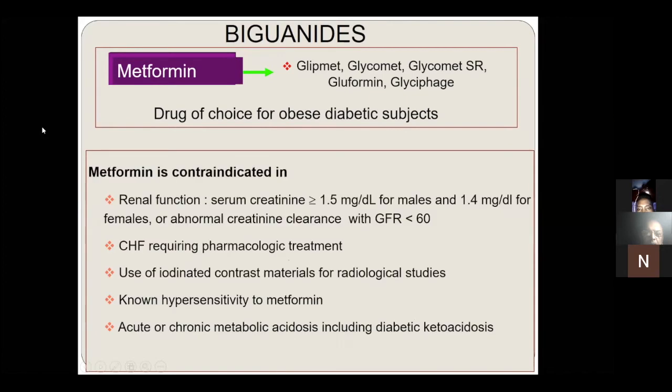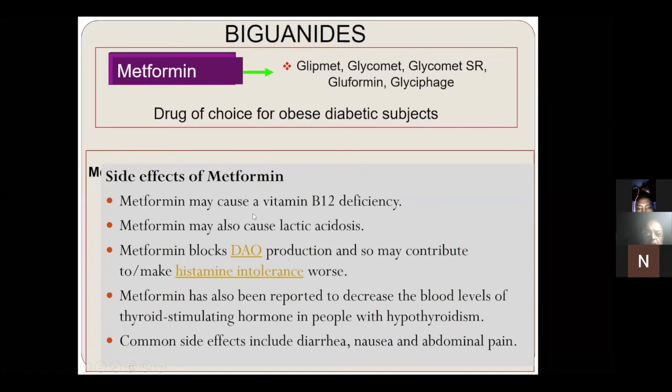So in a nutshell, metformin is a good drug. It is contraindicated when you have renal dysfunction and the GFR is low. This is the earliest statement; we will come to that. It should also be avoided in congestive heart failure, and with iodinated contrast it should be withheld. The side effects, in addition to lactic acidosis: it reduces absorption of B12 in the gut, so B12 deficiency is one of the most common side effects of metformin. It also increases histamine intolerance in some. Metformin also reduces TSH, decreasing blood levels of TSH.